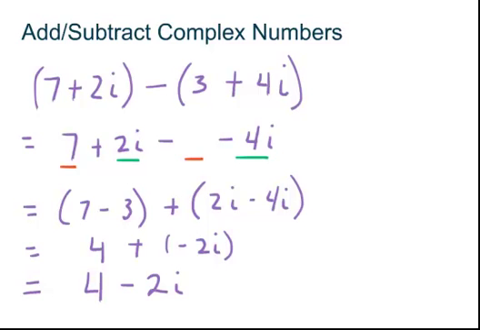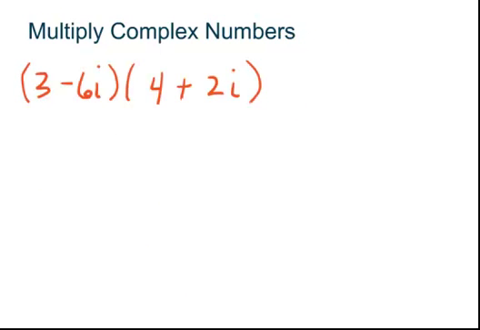So adding and subtracting are simple. Adding's even easier, right? Subtracting, we do have to distribute the negative. What about multiplication? Again, let your intuition take over here for a second. What do you think you want to do when you see something like this? If you're thinking FOIL, that's a good answer. So let's try that.